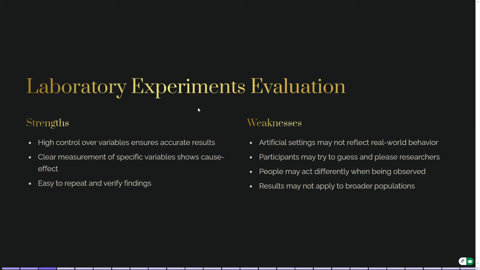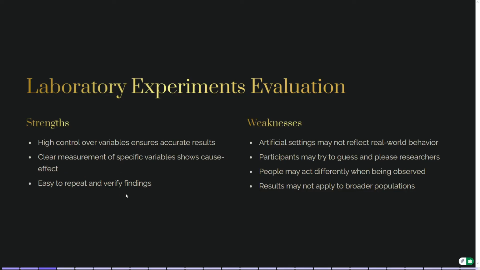Evaluation. What are the strengths and the weaknesses, right? High control over variables because you're able to control every other thing you do not want. You're able to take them away, so there is high control over variables, right? Now, clear measurement of specific variable shows cause and effect. When you're able to control other variables, then you have your IV alone as the only thing affecting the DV, right? So that shows that you have clear measurement.